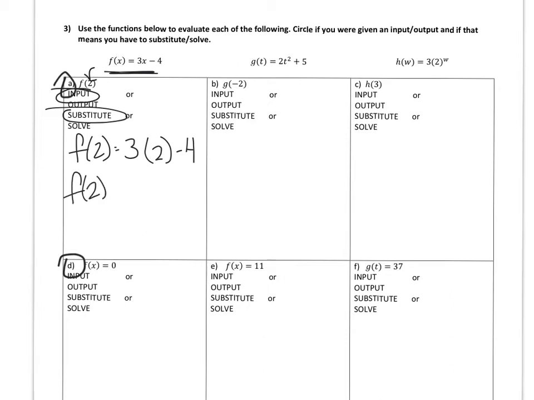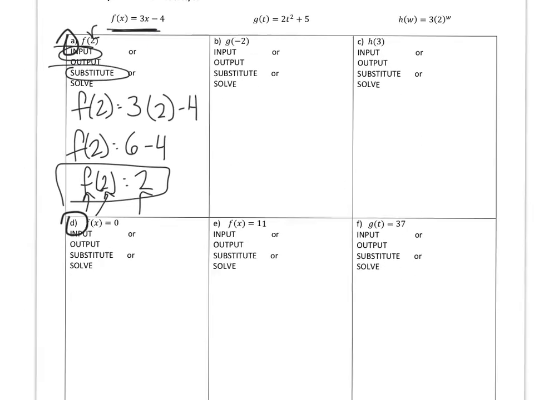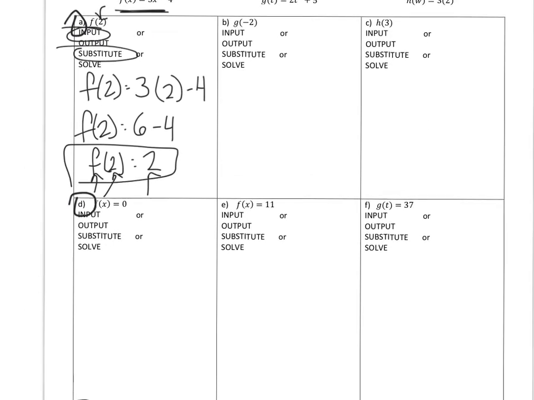The left side of the equation stays the same because that's function notation telling us what we're doing. Then I simplify the right side. 3 times 2, because multiplication goes first, is 6. Then simplify that subtraction, 6 minus 4, which is 2. This is my final answer in function notation: input 2 into function f, and I get out 2. Now please try B and C, and jump down to D when you're ready.